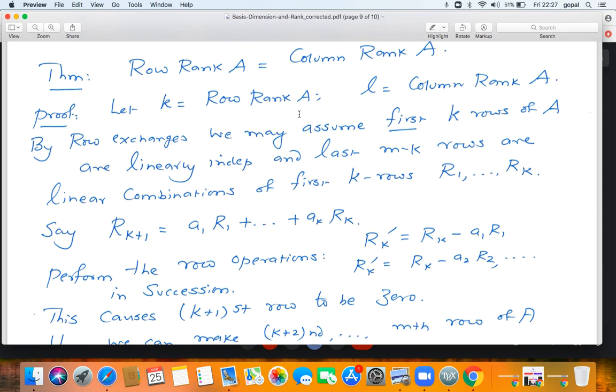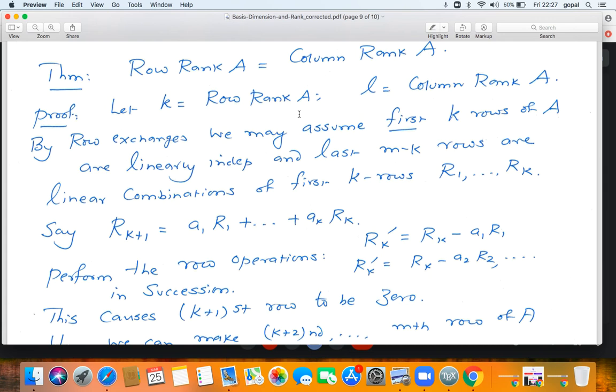So let us call K the row rank of A. Let us call L the column rank of A. Now I can perform row exchanges. I can exchange the rows, and I may assume that the first k rows of A are linearly independent and the remaining rows are linear combinations of the first k rows. That is, the last m minus k rows are linear combinations of the first k rows. For example, R_{k+1}, the k plus first row, is a1 R1 plus dot dot dot plus ak Rk.